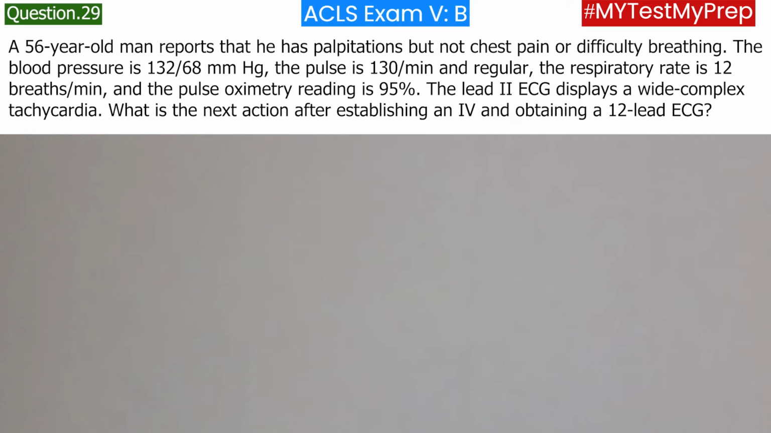A 56-year-old man reports that he has palpitations but not chest pain or difficulty breathing. The blood pressure is 132 over 68 millimeters of mercury, the pulse is 130 per minute and regular, the respiratory rate is 12 breaths per minute, and the pulse oximetry reading is 95%. The lead 2 ECG displays a wide complex tachycardia. What is the next action after establishing IV access and obtaining a 12-lead ECG?